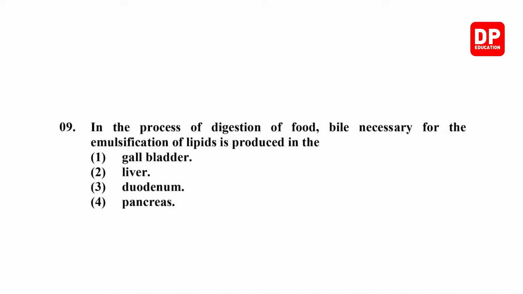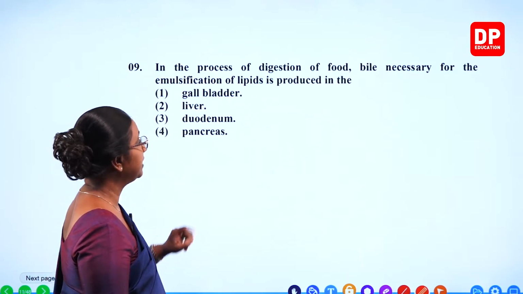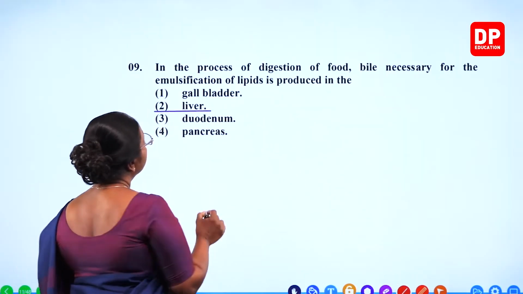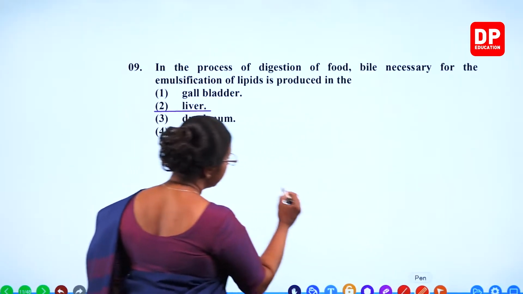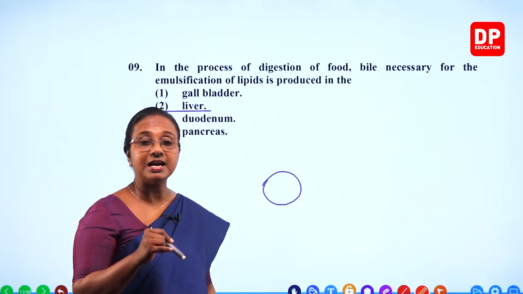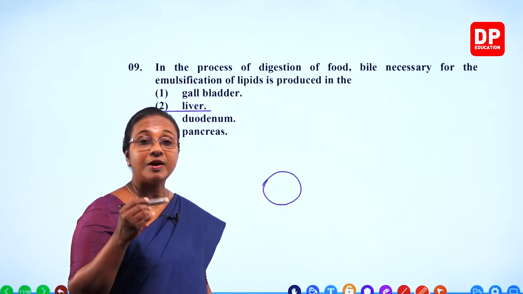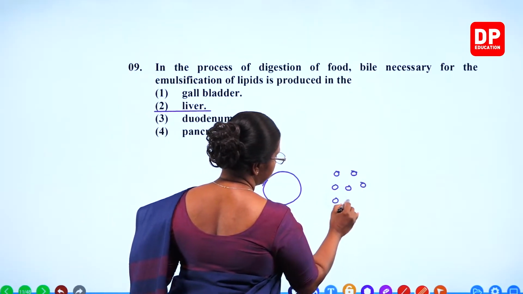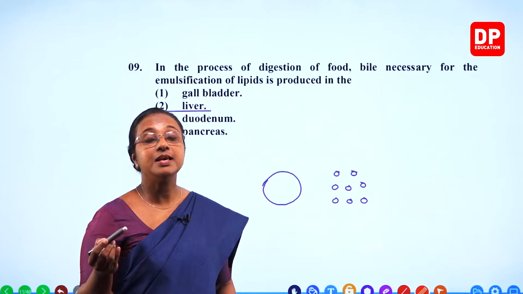So here, in the process of digestion of food, bile necessary for the emulsification of lipids is produced in the liver. That is the correct answer, liver. Now, you all know the meaning of emulsification of lipids also. Normally, students, if lipids have a large molecule like that, the surface area is less. Then it is difficult for the enzymes to act on it. So what bile does is, it breaks this down into smaller components, the lipid droplets. That process is what we call emulsification.